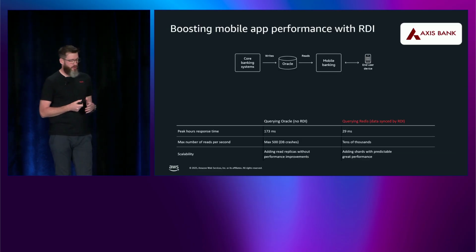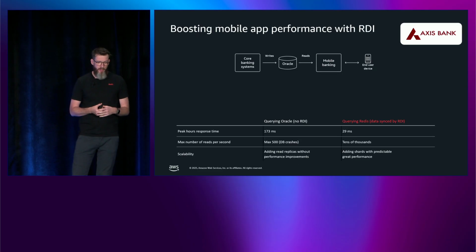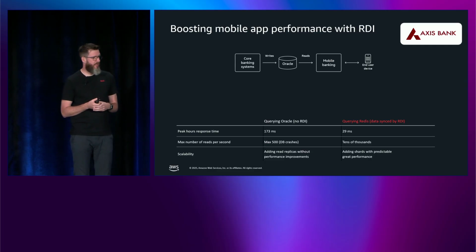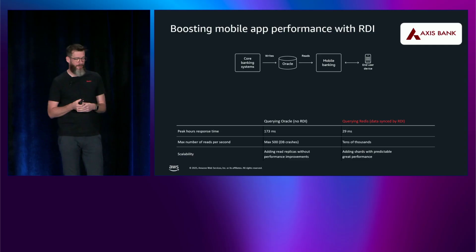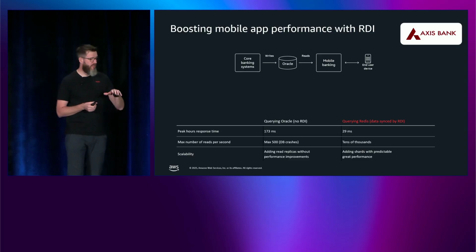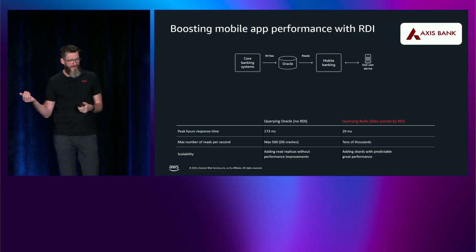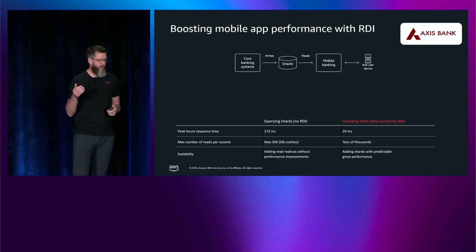We've got many customers using RDI already on-premise, but Axis Bank is one of those that is actually using it for their mobile banking application. They were originally doing all their core banking logic and writing it into Oracle, and then their mobile banking app was actually serving their reads directly from the same Oracle database. They have 6 million daily active mobile banking users.